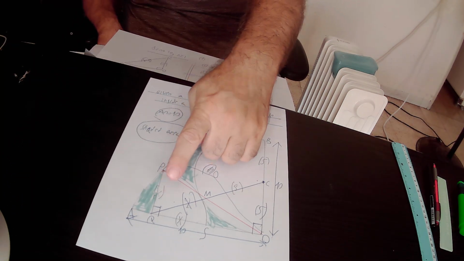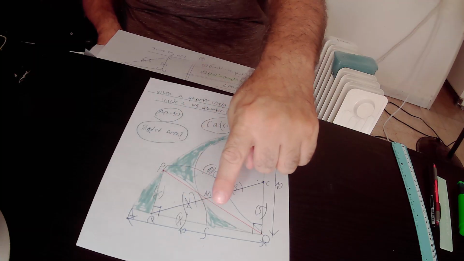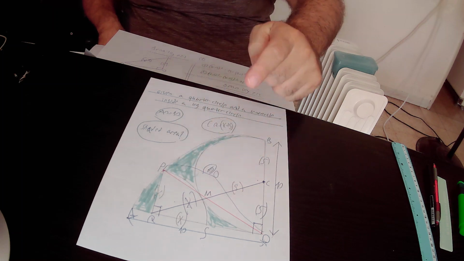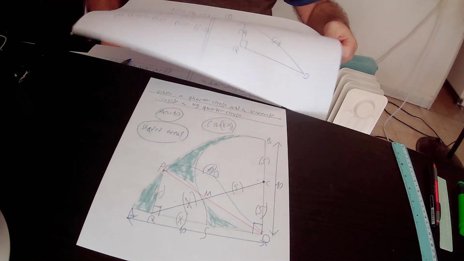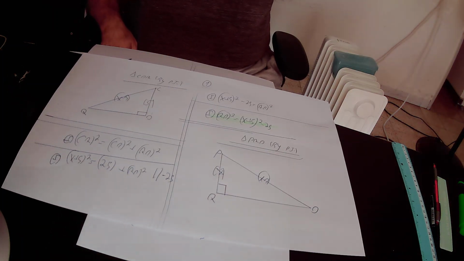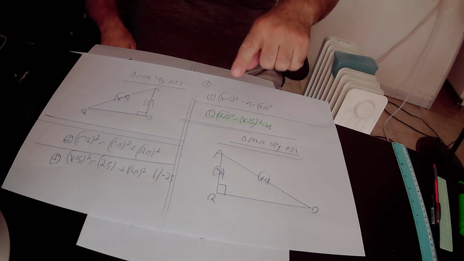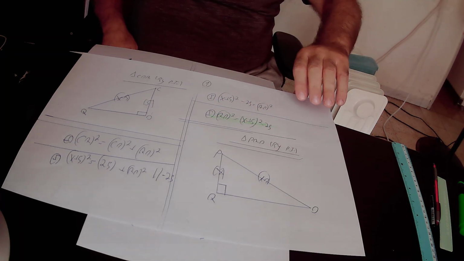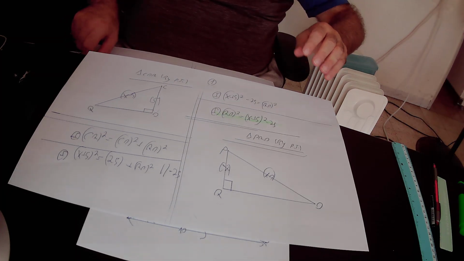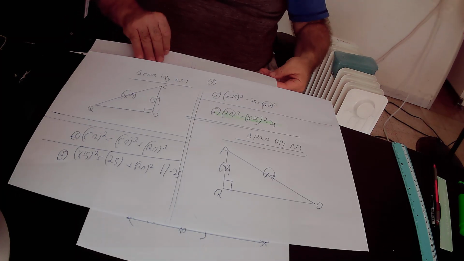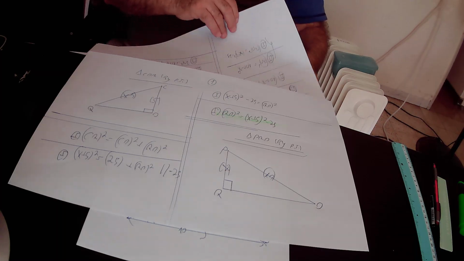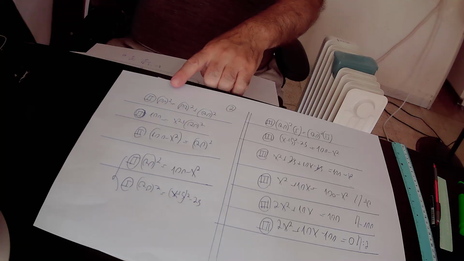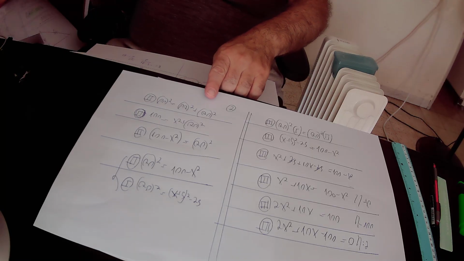This is a right angle because PQS is a quarter circle, and therefore it is a right angle. So implement the Pythagoras theorem on this right angle PQO. According to the Pythagoras theorem, PO squared, the square of the hypotenuse, equals PQ squared plus QO squared.